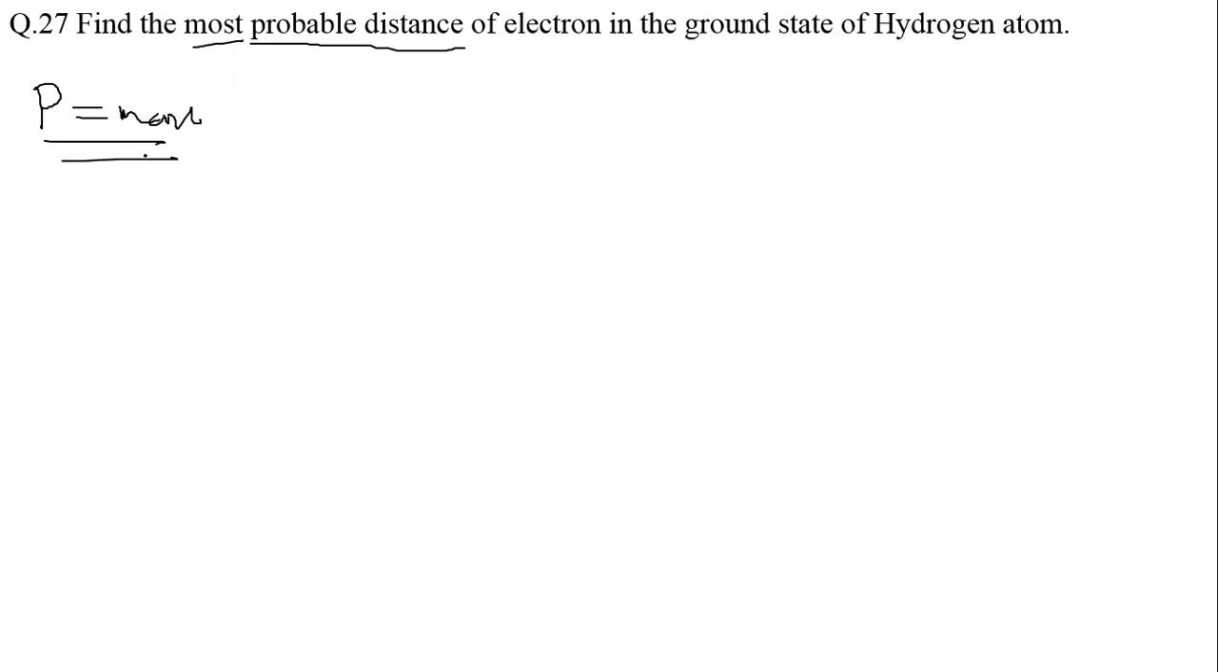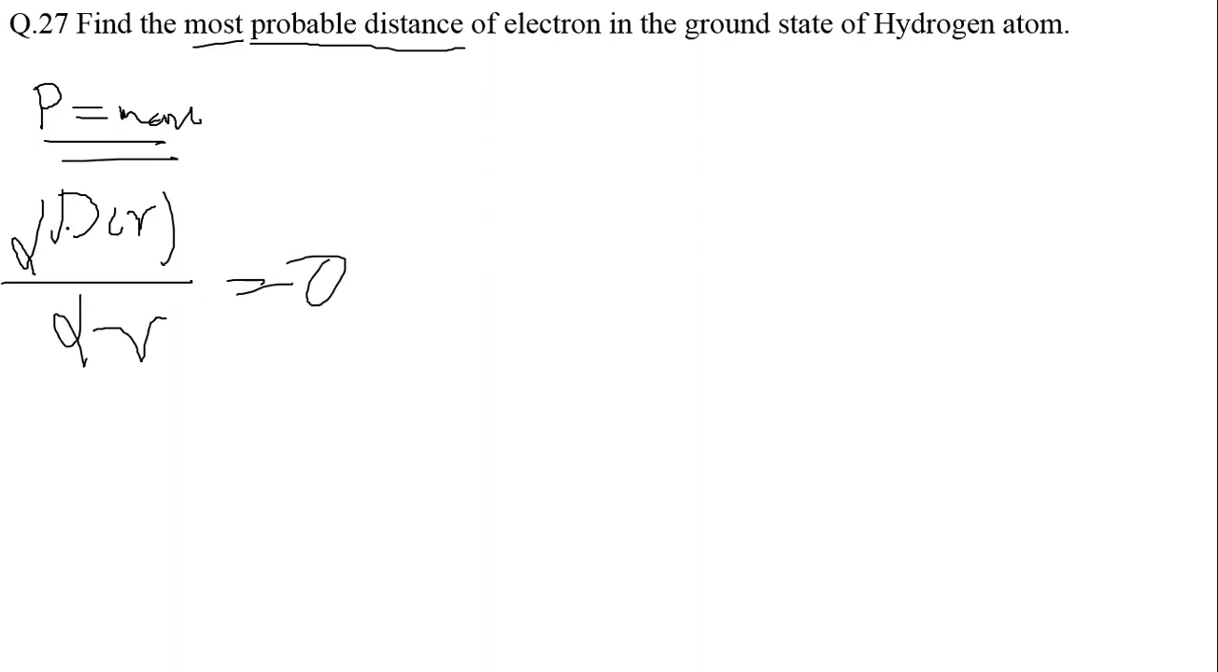This is the radial probability. So we will have P as a function of r. If we take the derivative of P with respect to r, since it is the most probable value, then the derivative of P(r) with respect to r will be 0. First we will calculate P(r), and then by taking the derivative of P(r) and equating it to 0, we can get the most probable value.